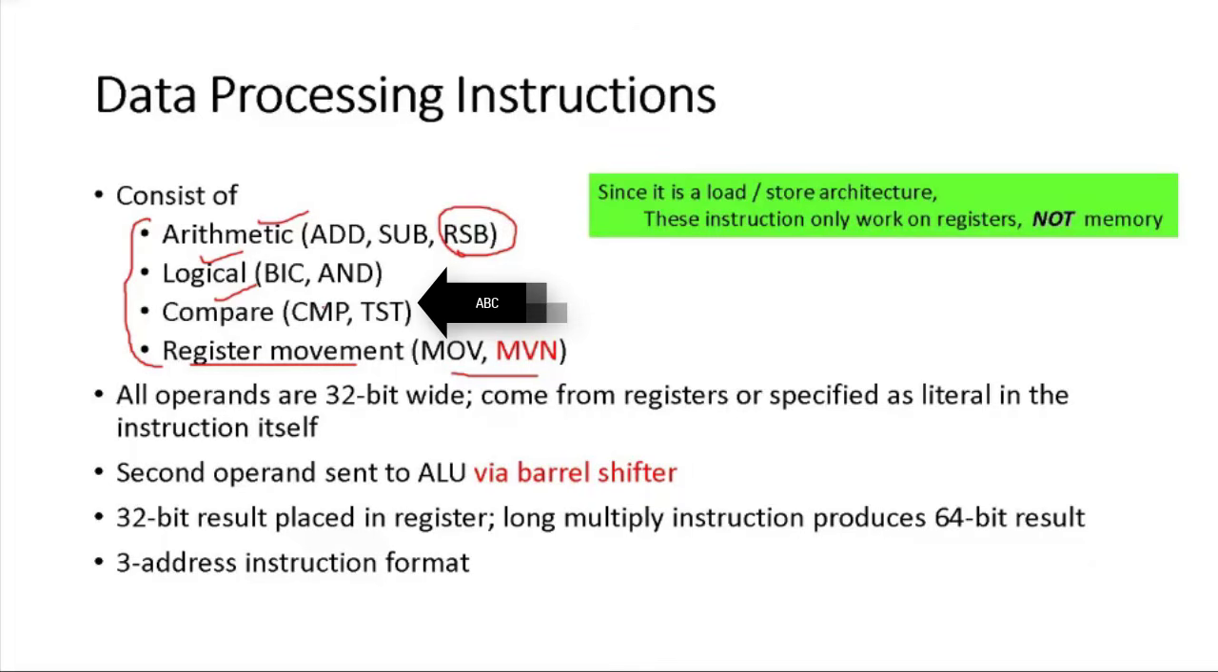You see, there is a compare instruction here, and this is for testing. All these we have seen already. And one more thing to tell you here: the second operand to the ALU will be coming from the barrel shifter. This is most important to understand. It is using 3 address instruction format. Since this is a load store architecture, this instruction only works on registers and not on memory. I told you in the previous slide, memory to memory we cannot do.